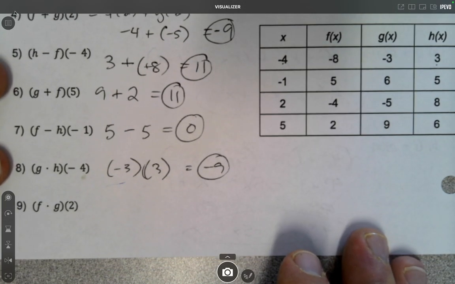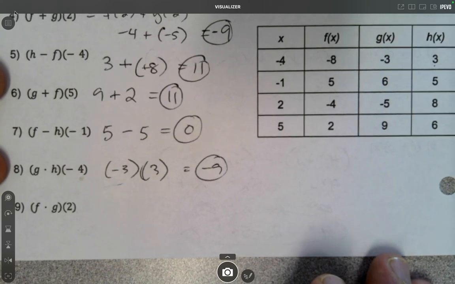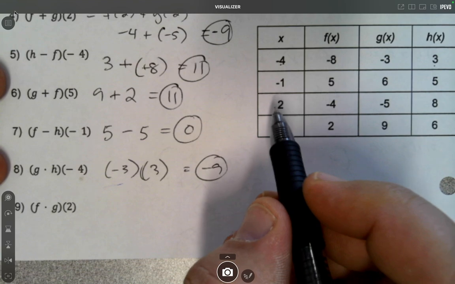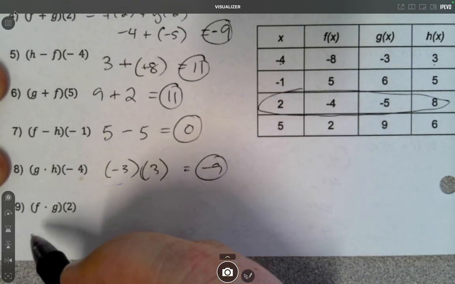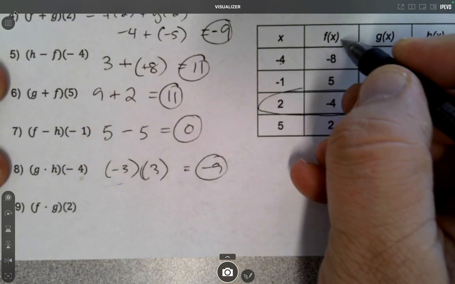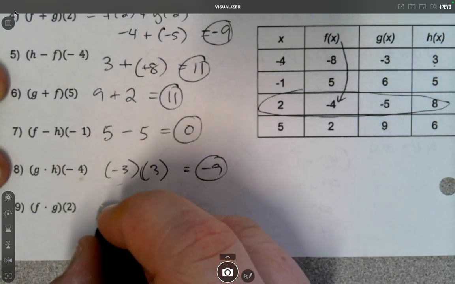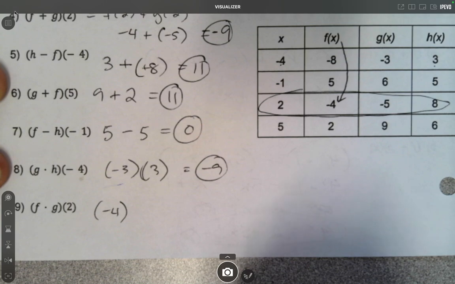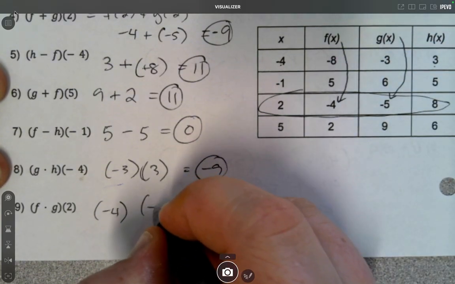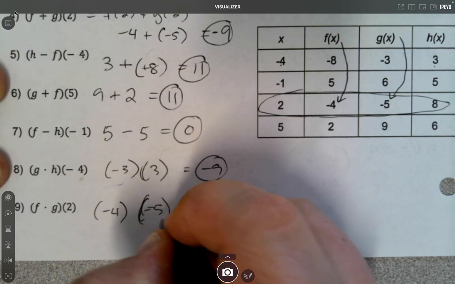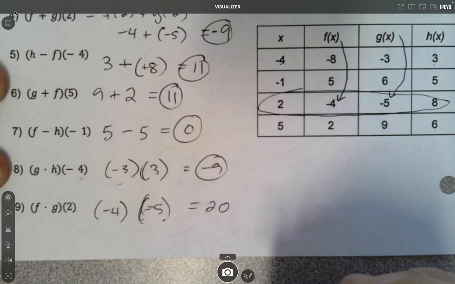And our last one, f times g with 2 plugged in. So we look at 2. So just make sure it's clear. I'm looking at this row. And it says plug it into f first. Here's f. When I plug in 2, the result is negative 4. Here's g. When I plug in the 2, the result is negative 5. Negative 4 times negative 5 is positive 20.